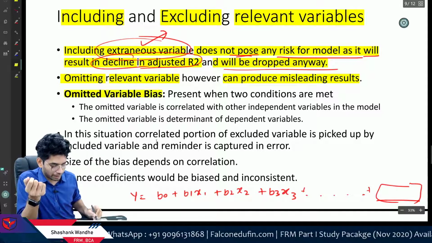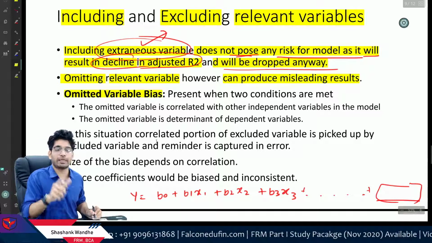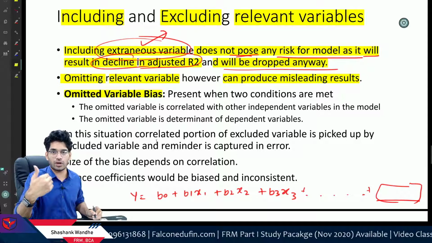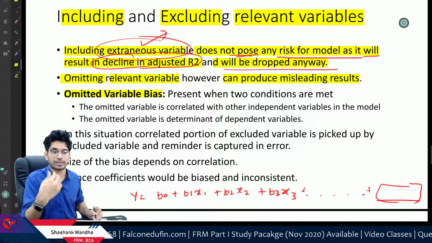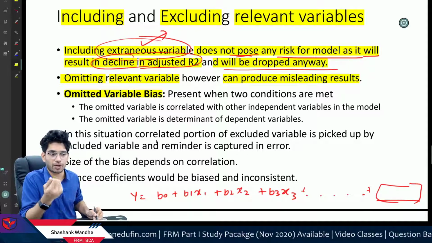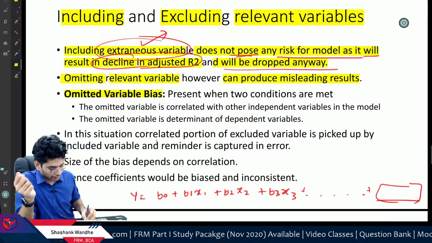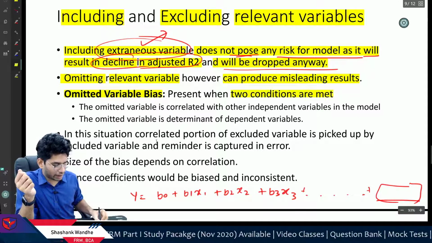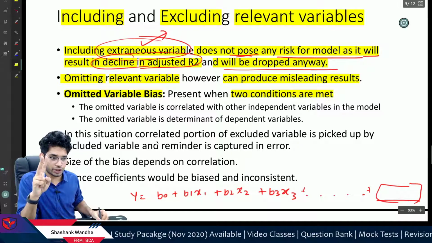So omitted variable bias. This is the bias. We saw the bias-variance trade-off. Bias here means that you are omitting an important, relevant variable. It is present when two conditions are met. You have to make sure that two conditions are met.